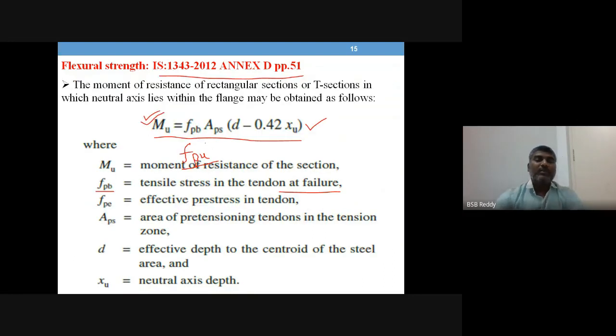This is the formula, and as I said, d is the effective depth to the centroid of the steel area, and xu is the neutral axis depth. fpe is the effective prestress in tendon, and Mu is the moment of resistance of the section.